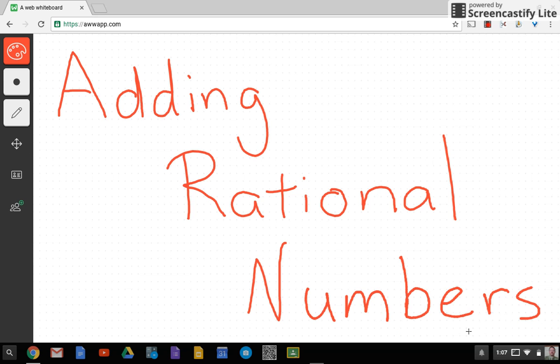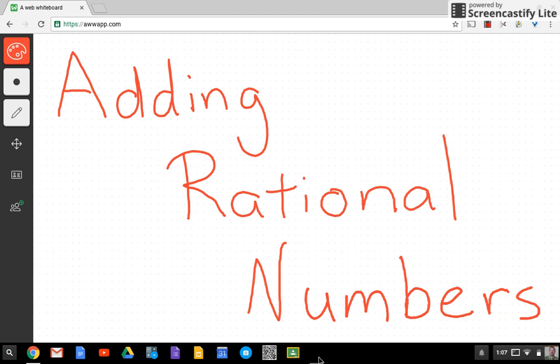All right, we are adding rational numbers. Now you may be asking, well, we just did adding integers the other day. Isn't that the same thing? Well, actually it's not. Integers are positive and negative numbers. Rational numbers would include fractions and mixed numbers and decimals. So we're including all of those things in rational numbers.